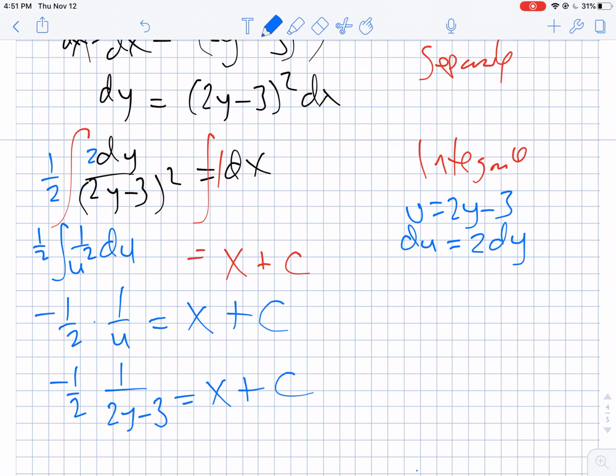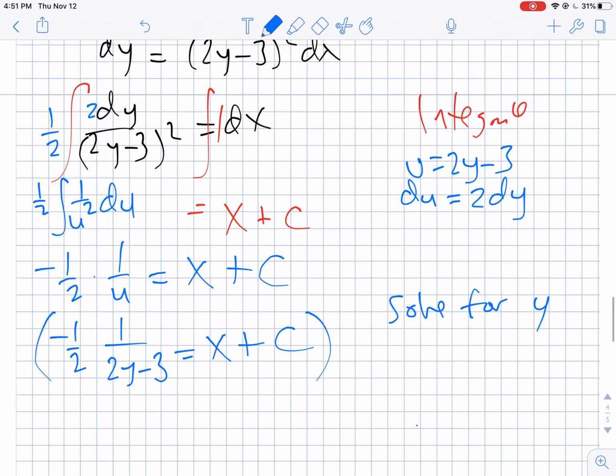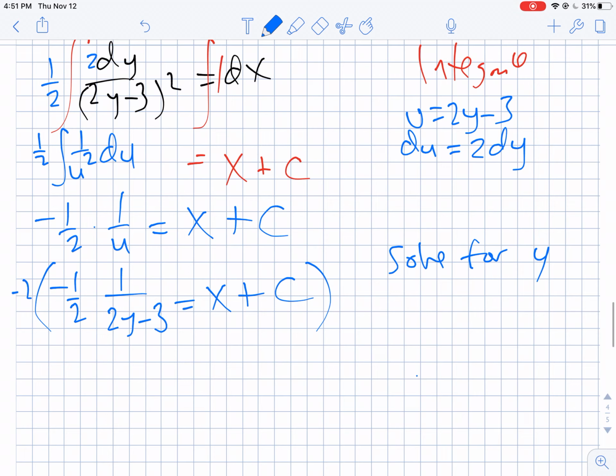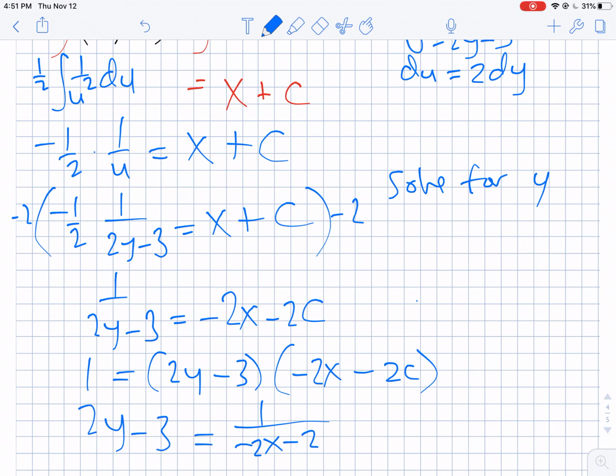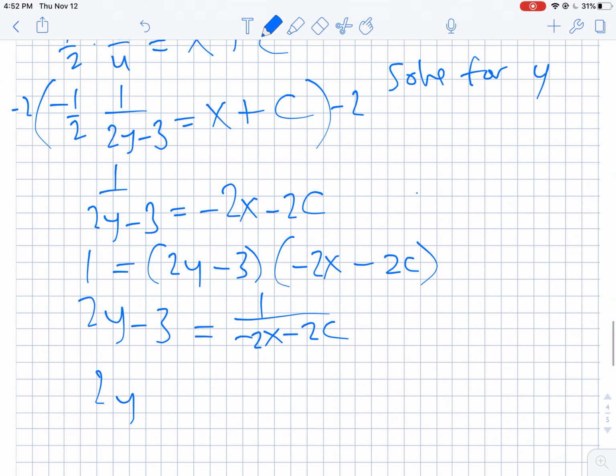Let's deal with the negative 1/2 first. This is just the algebra now as we solve for y, but as you can see, there's a fair amount of algebra here. So let's multiply both sides by negative 2. I'm going to get 1 over (2y minus 3) equals negative 2x minus 2c. I'll multiply that to the other side, so I'll get 1 equals (2y minus 3) times (negative 2x minus 2c). So I'll get 2y minus 3 equals 1 over (negative 2x minus 2c). This one's really ugly. 2y equals 3 plus 1 over (negative 2x minus 2c). And then we'll divide by 2.